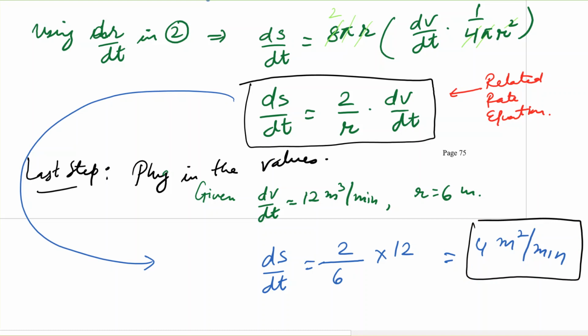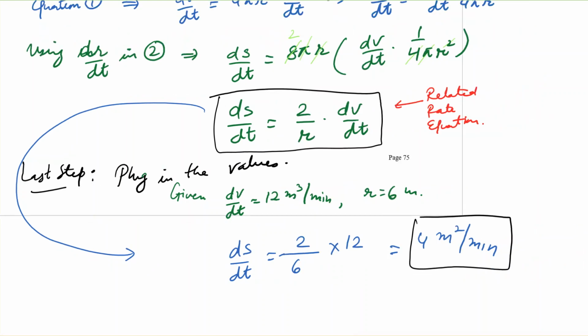I hope that makes sense. Thus for any related rate problem, just follow those 4 magic steps.